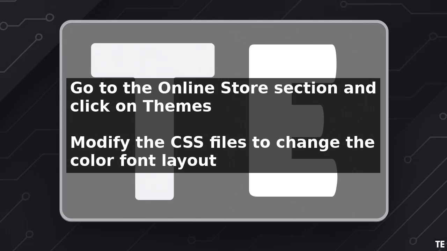menu. Finally, to test your drop-down menu, go to your store's front end and hover over the menu item that has the drop-down options. The drop-down menu should appear, and you should be able to click on the submenu items to navigate to the corresponding pages or collections.